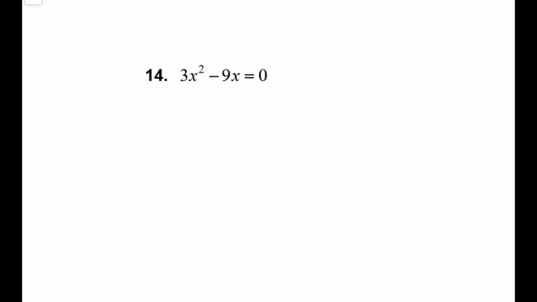Looking at 3x squared and negative 9x, what's the biggest number that will go into both 3 and 9? That will be 3. And then we have x squared and x. Both of them have an x in common that we pull out front. We put our parentheses, and we have 3x times x gives me 3x squared, and 3x times negative 3 gives me negative 9x. This is all equal to 0.